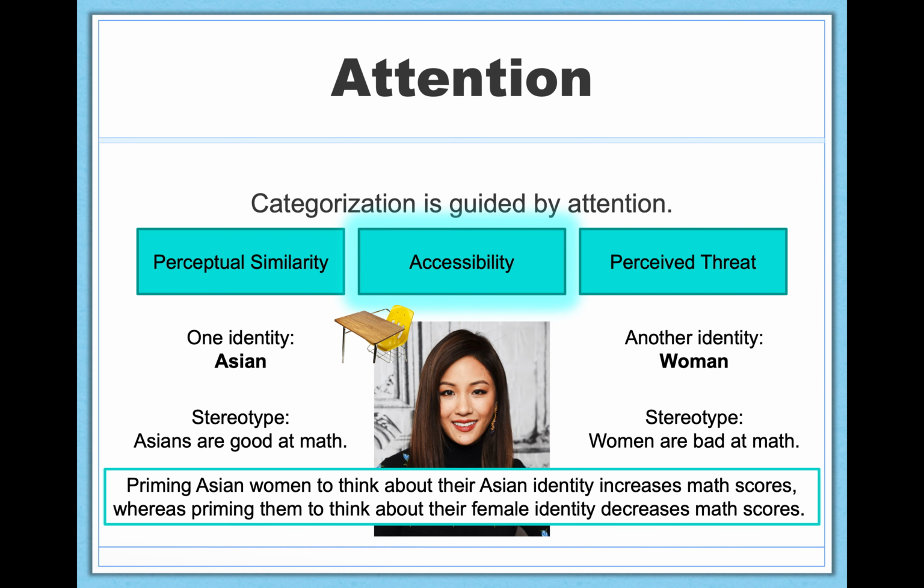Whereas priming the same group of people to think about their female identity significantly decreased math scores, even though they were just as capable in math. When the category that was accessible in their mind had negative stereotypes associated with it, it harmed their ability to perform well on the test. This is how accessibility guides categorization and performance and all of that.